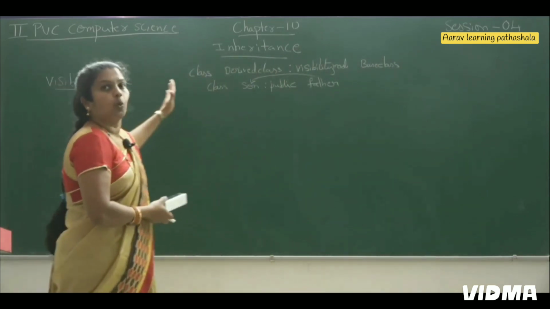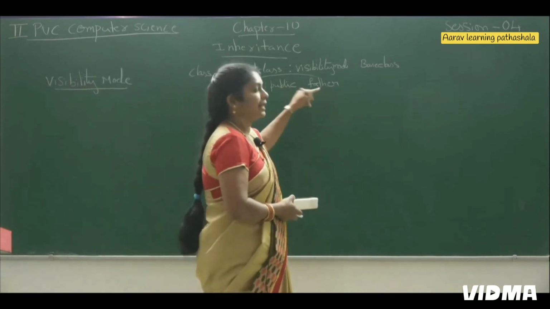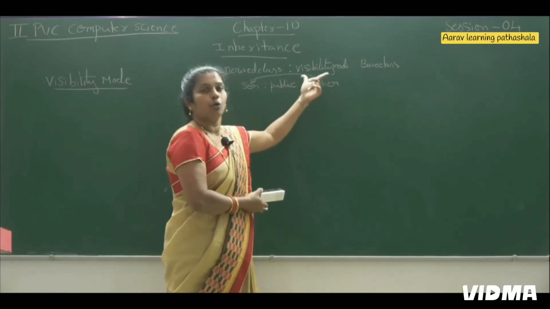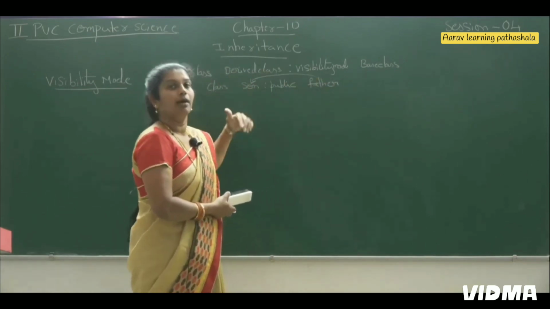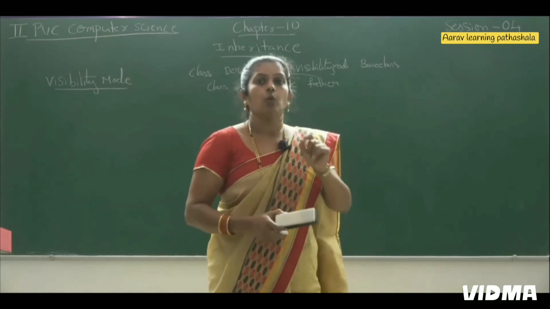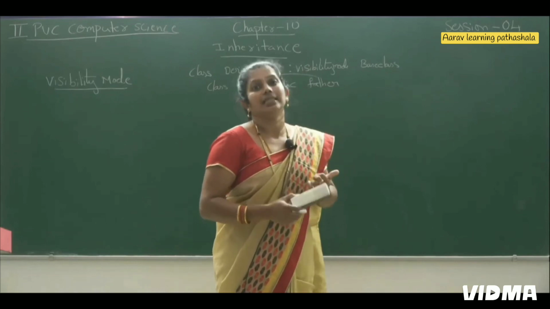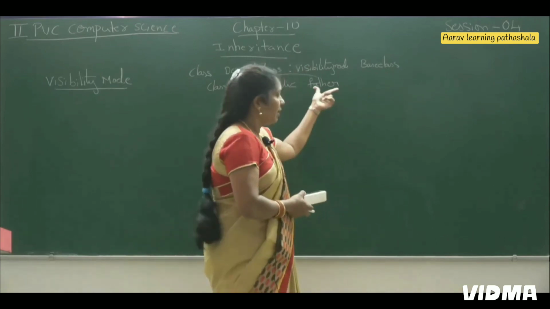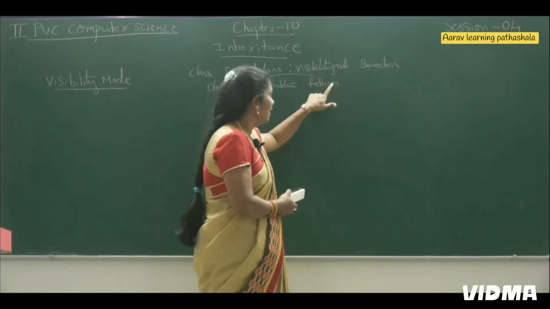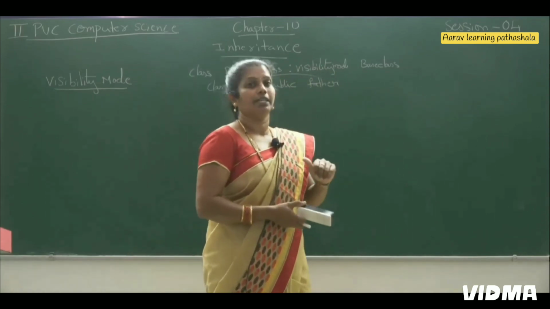Visibility mode will control the access specifiers of the members of the base class in the derived class. That means, it tells whether the data and properties in the base class can be accessed or not in the derived class. Visibility mode tells whether the members, the data and functions in the base class, can be accessed or not.